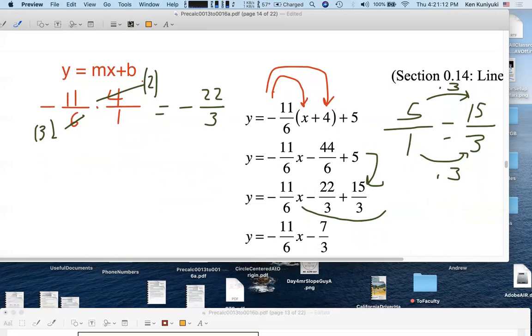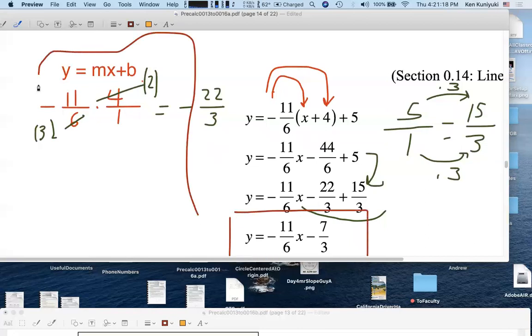But look at this. Y equals negative 11/6 x minus 7/3. I have slope-intercept form. I mean, yeah, you could write this as plus negative 7/3, but minus 7/3, I'm happy with that. Y equals negative 11/6 x minus 7/3. That's slope-intercept form. We knew the slope was negative 11/6. What do we know now? The y-intercept is at 0, negative 7/3.